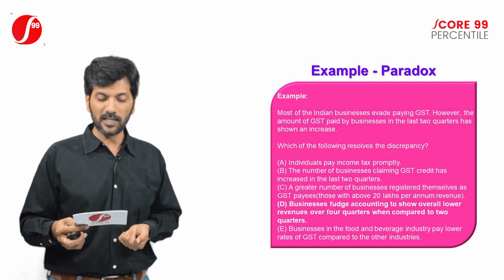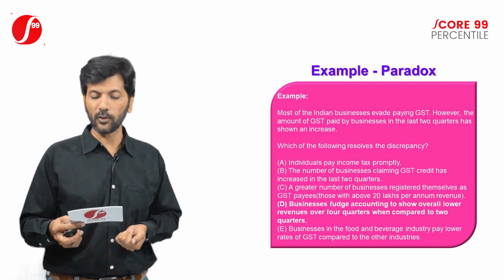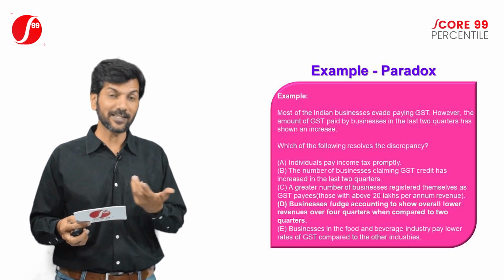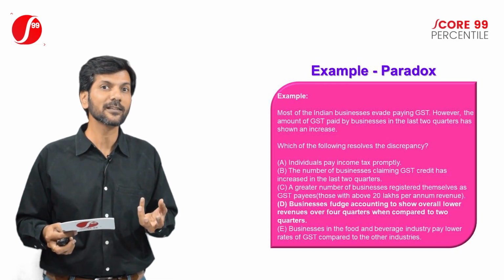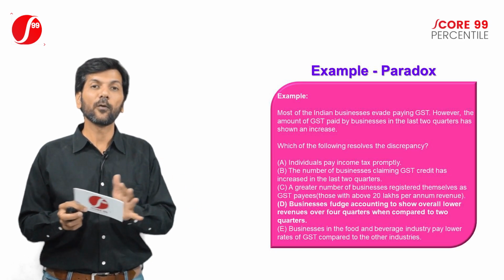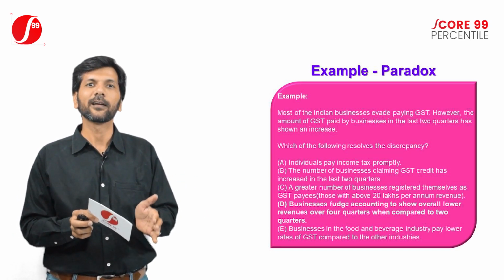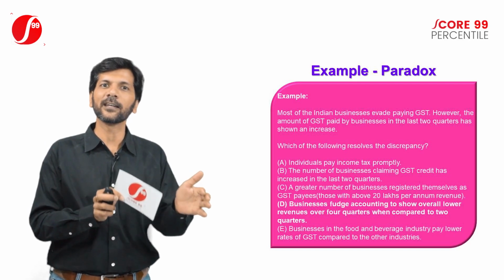D. Businesses fudge accounting to show overall lower revenues over 4 quarters when compared to 2 quarters. Yes, this will resolve the discrepancy because people tend to fudge accounts over a 1 year period as opposed to showing GST paying in 2 quarters.